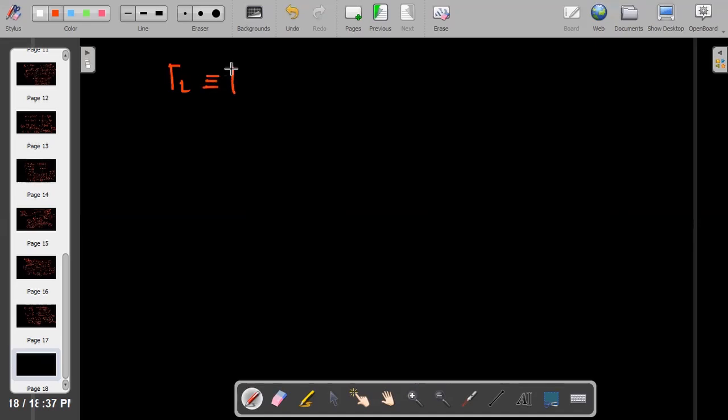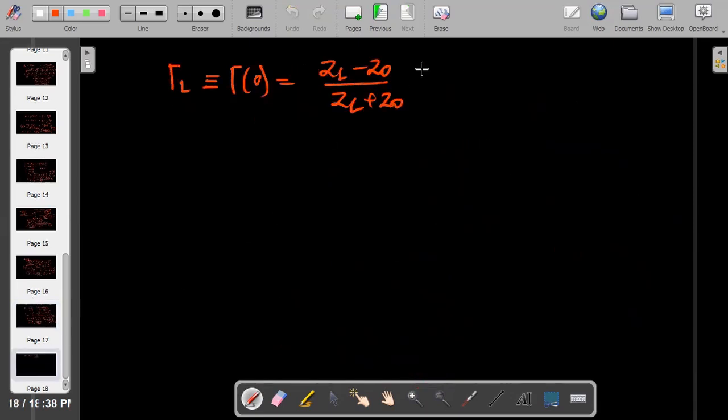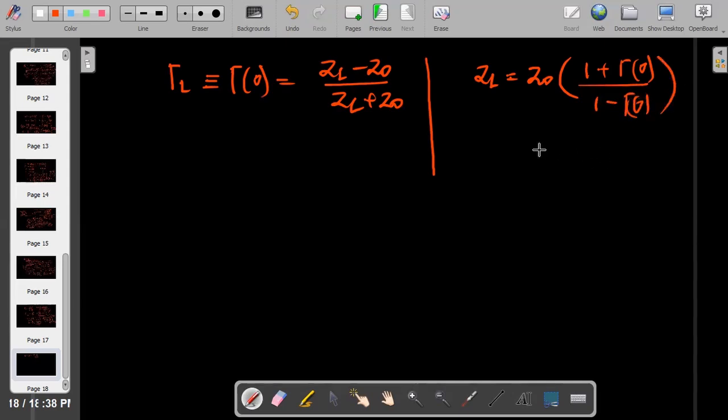Now, what is your gamma L? It is equivalent to gamma naught. It is nothing but ZL minus Z naught divided by ZL plus Z naught. That already I told, huh? Acha, I didn't tell. You can prove that one. How to prove? Look here. ZL equals Z naught times (1 plus gamma naught) divided by (1 minus gamma naught). Correct? From there, you can easily prove. Still, I'm doing. Look here.